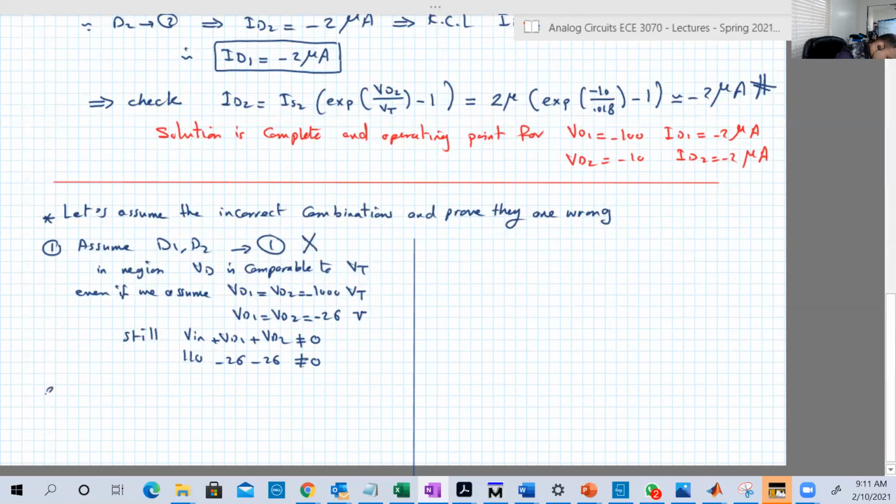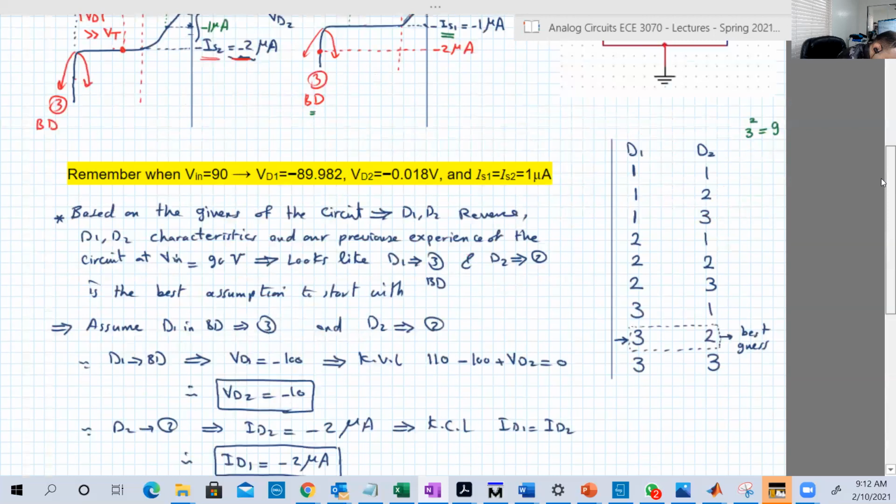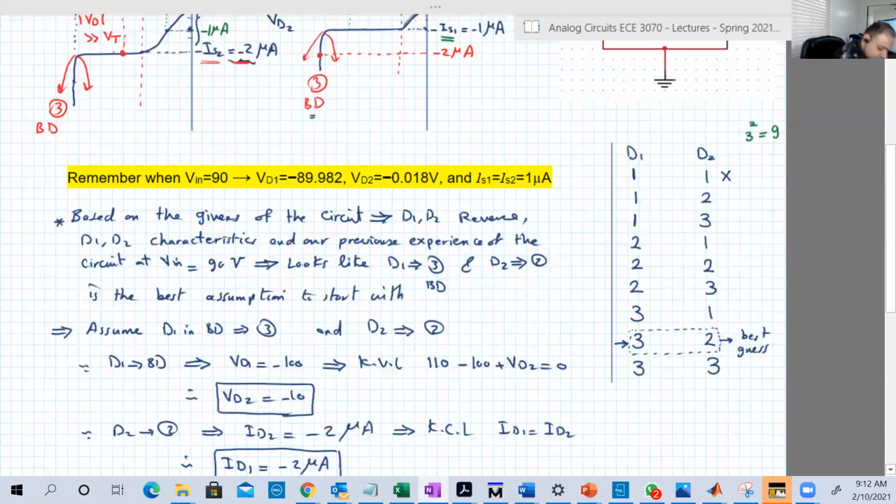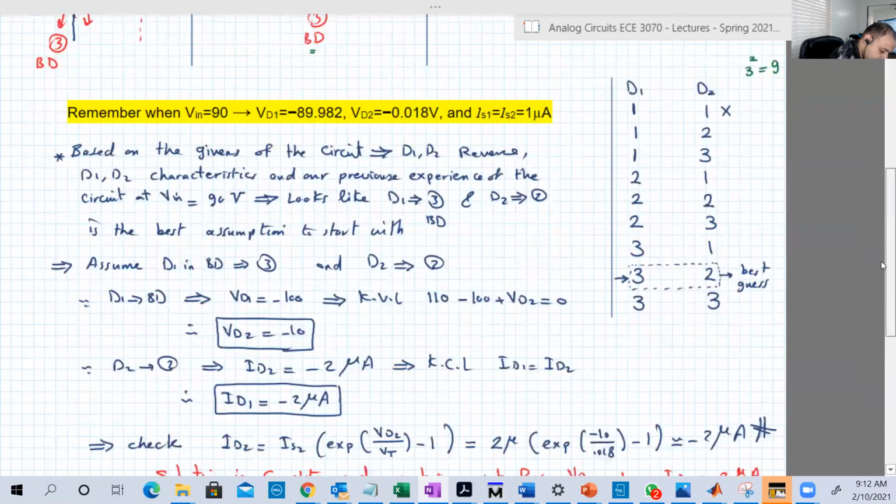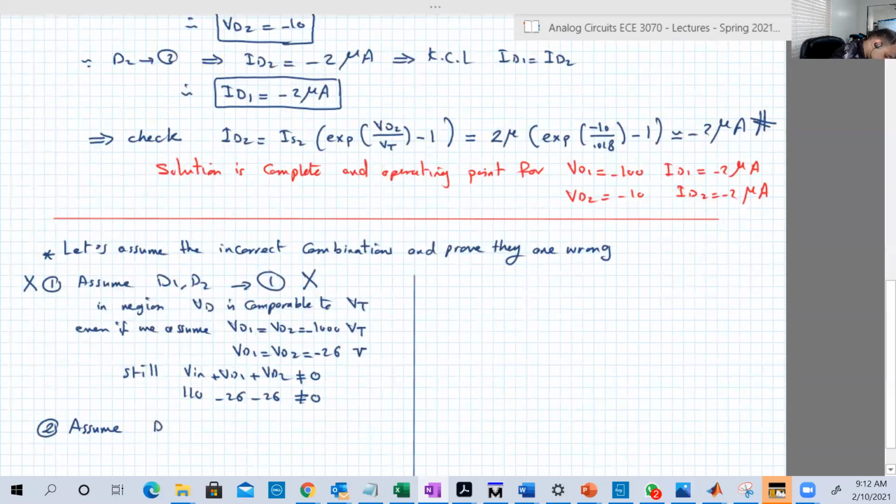Let's assume another one. So this is the wrong one. Let's go back here and see. So this is incorrect. 1 and 2: D1 in region 1, D2 in region 2.